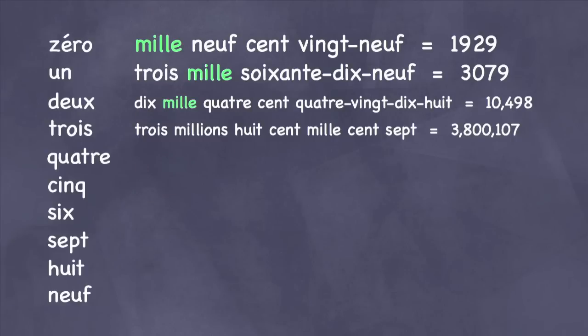Notice how mille never takes an S, even when plural. Million and milliard, however, always take an S when plural. Also, notice how you don't need to put an un in front of cent or mille, but you do need to put an un in front of million or milliard if they are singular.